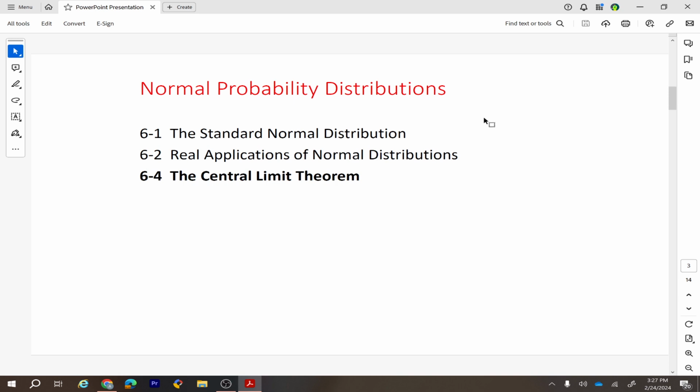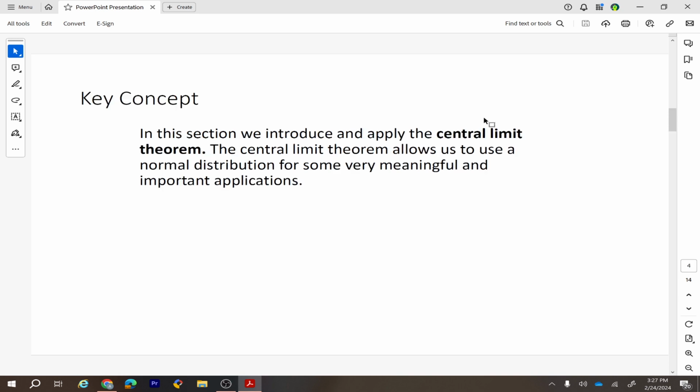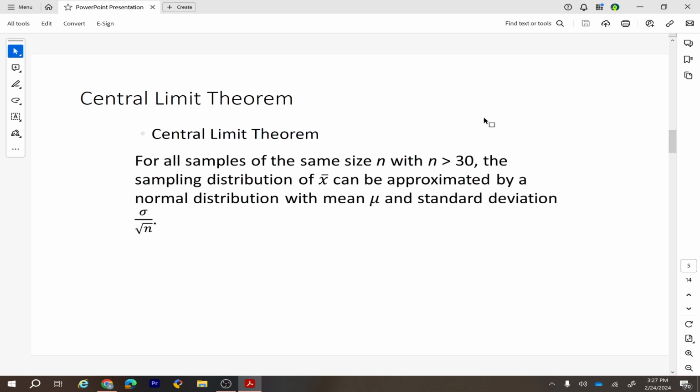Chapter 6, normal probability distribution, section 6.4, the central limit theorem. When we try to solve real life problems, most of the time the distribution of the data is not normal. So, in that case, we cannot apply section 6.1 and section 6.2 to solve the problem.